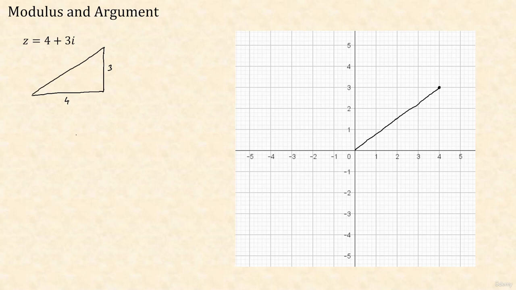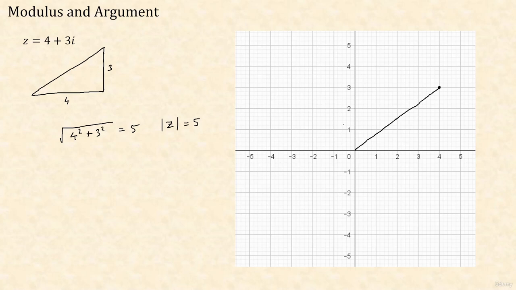Now in this case it's a nice easy one, because the square root of 4 squared plus 3 squared is 5. So we represent that like this. We say that the modulus of the complex number z is 5, so its length is 5, and it gives us a sense of what the size of a complex number is.